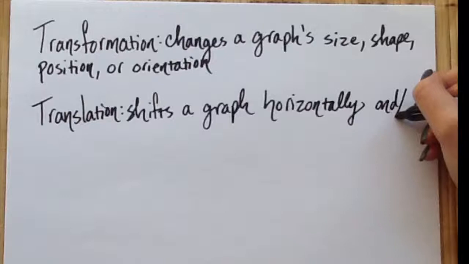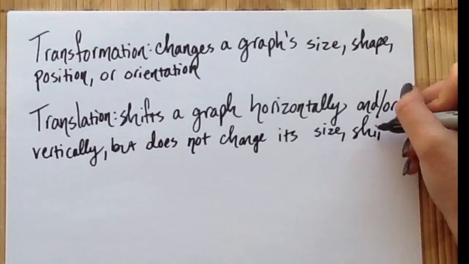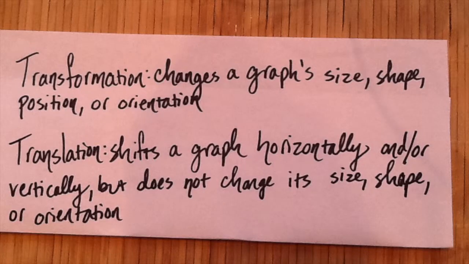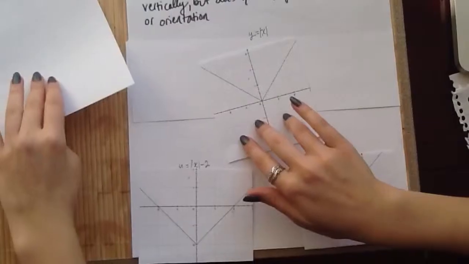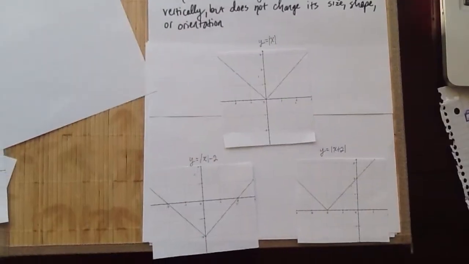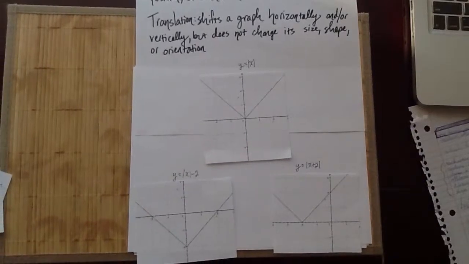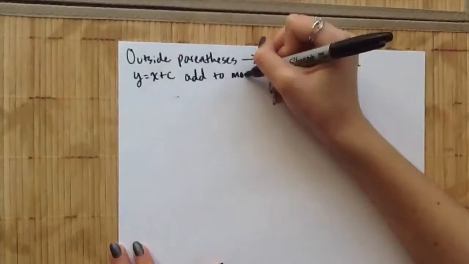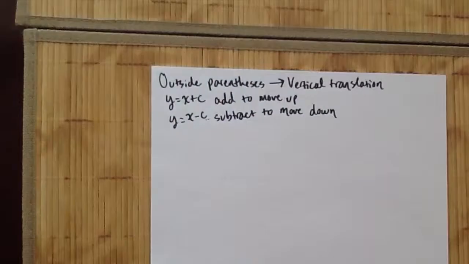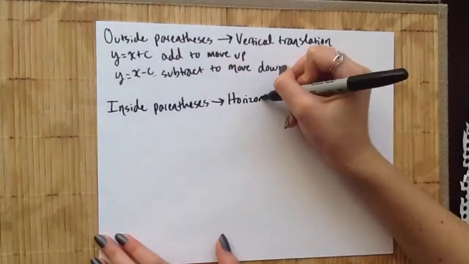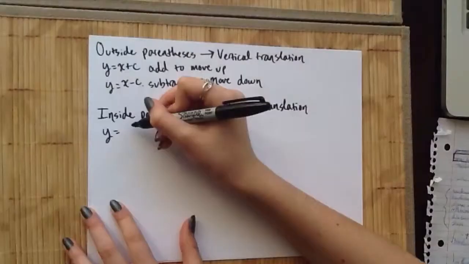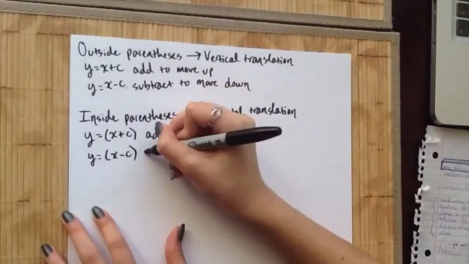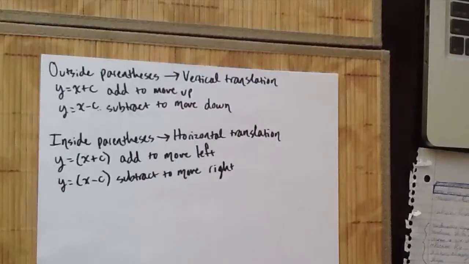A translation shifts a graph horizontally and/or vertically, but does not change its size, shape, or orientation. Here's an example of a translation. Y equals absolute value of x is the parent function, and the 2 graphs below show vertical and horizontal translations. If the number being added or subtracted is outside the parentheses, then it is a vertical translation, and subtraction moves the graph down, and addition moves the graph up.